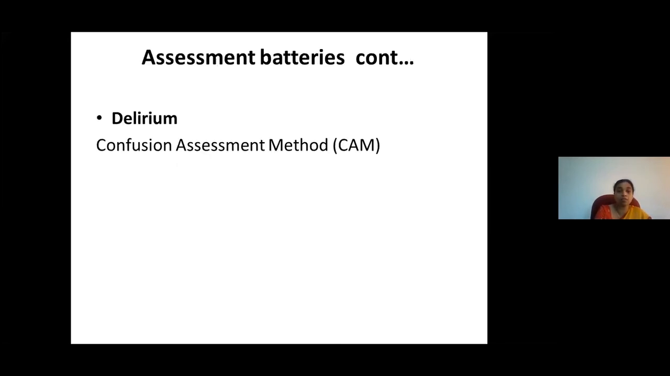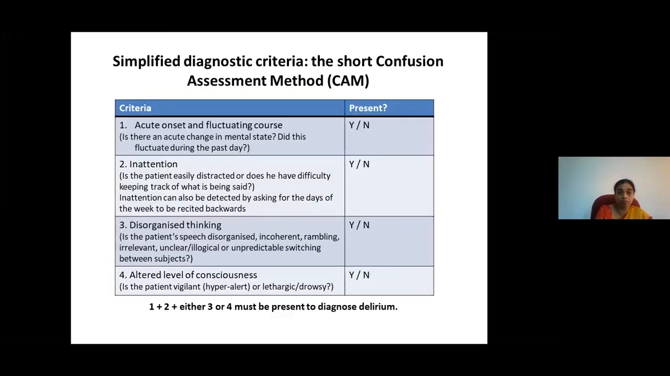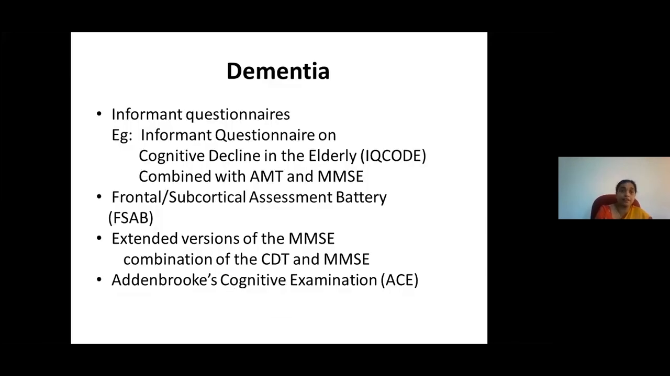So then the delirium, we use the Confusion Assessment Method, CAM, where we assess 4 areas. Dr. Shahandi Silla will be discussing this. And then the dementia, where we do informant questionnaires.